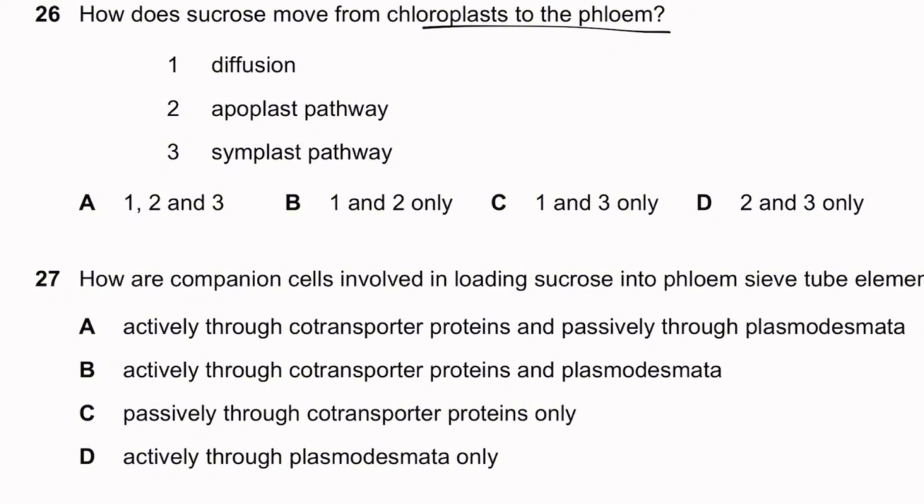So let's see. How does sucrose move? Diffusion, yes. Apoplast, sure. Why not? Of course, it could move through the cell wall if it likes to. And the symplast pathway, yes. So it's 1, 2, and 3.